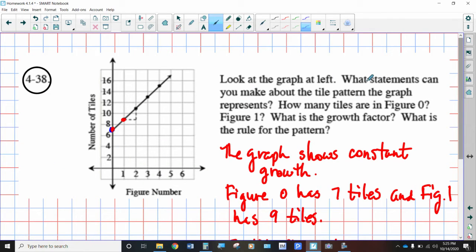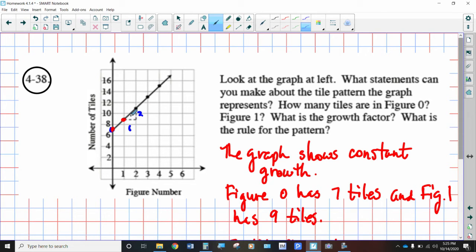Look at the graph to the left. What statement can you make about the tile pattern the graph represents? Well, this tile pattern starts with 7, right? And how much does it go up by? It looks like we're counting by 1s on the X line, and we're counting by 2s on the Y line. So that means that this particular tile pattern increases by 2 every single time. It is showing constant growth.